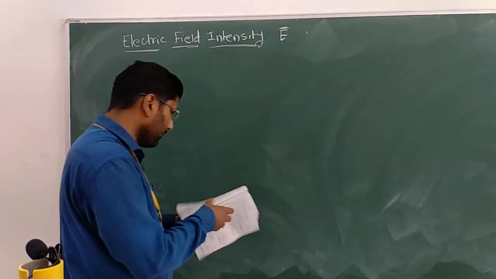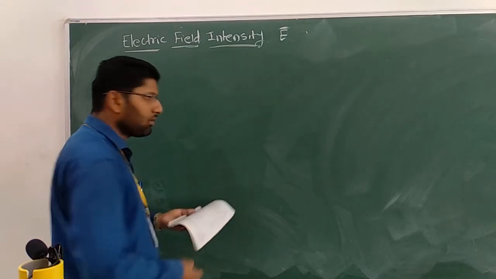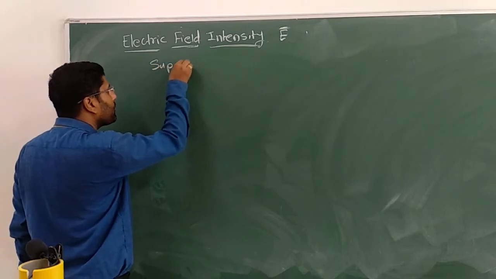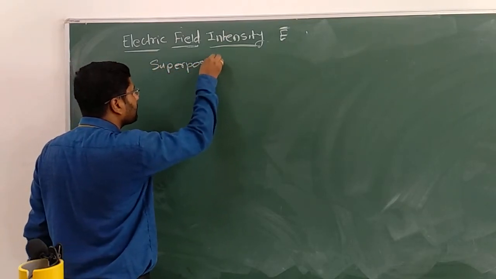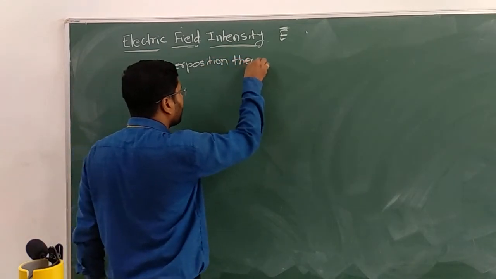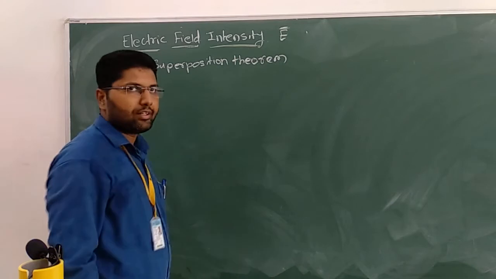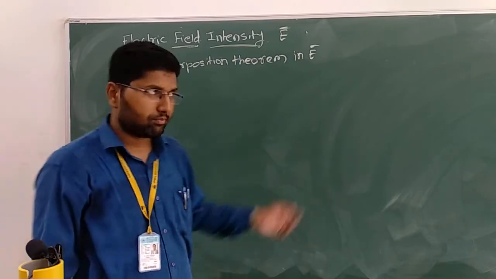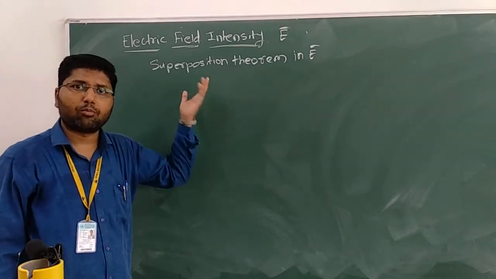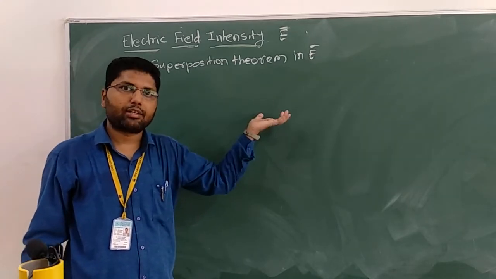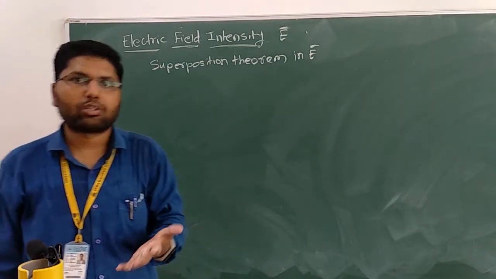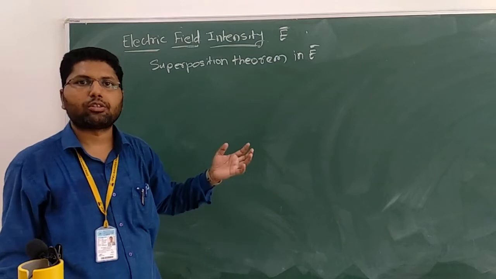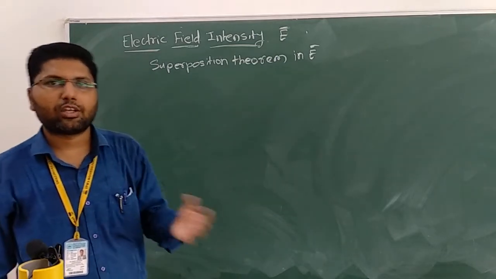So we'll take one problem on this. Before going to that, we have to find out some superposition theorem into electric field intensity E bar. Superposition theorem into the E bar, that we have to see. What is meant by superposition theorem and what is superposition doing inside the electric field intensity? You might have studied superposition theorem in network theory, but it is not necessary that only in network theory you have to use the superposition theorem, because other mathematical terms may also require the superposition theorem.